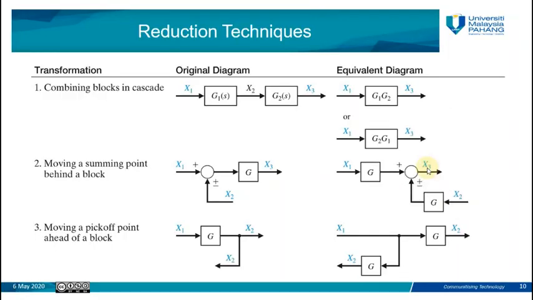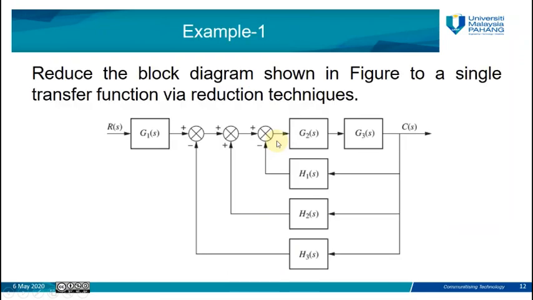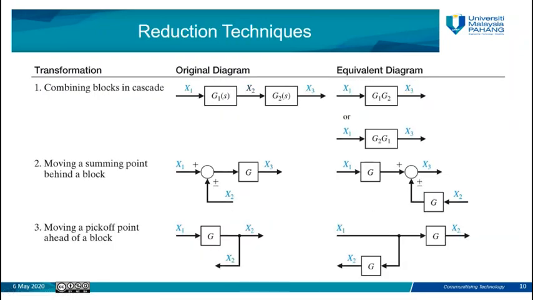The third technique in this case is moving a pickup point. Same as we did when we moved the summing junction, here we move the pickup point ahead of a block. That means the original location of the pickup point is after the block G, and in the modified system it becomes before. So we move from this point to ahead here.